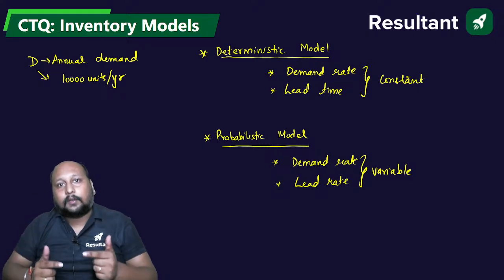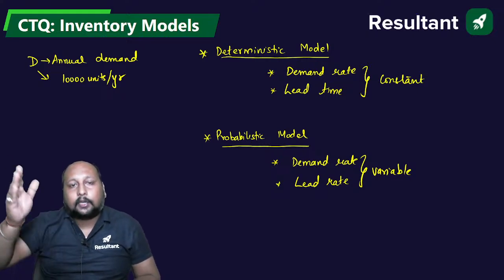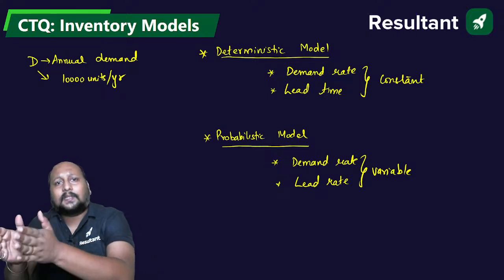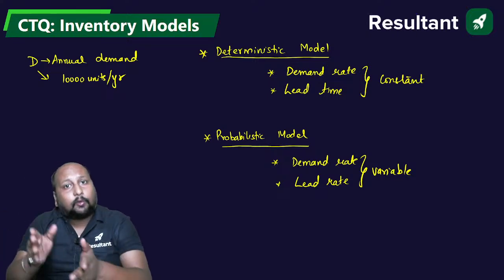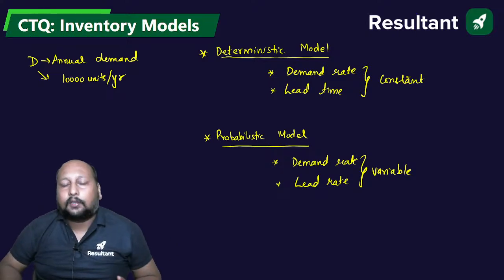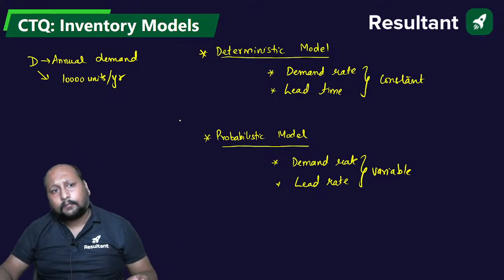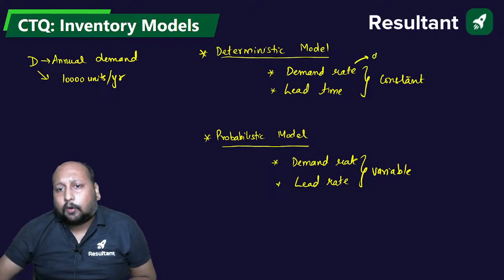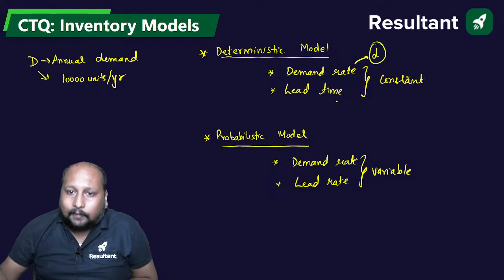So you have to do the conversion from year to days or year to week, right? That you should be knowing, because we know that there are 365 days in 1 year or 52 weeks in 1 year. So that conversion unitary method you should be knowing. Now we have understood what is demand rate, and demand rate is normally denoted by small d, right? And lead time is LT.